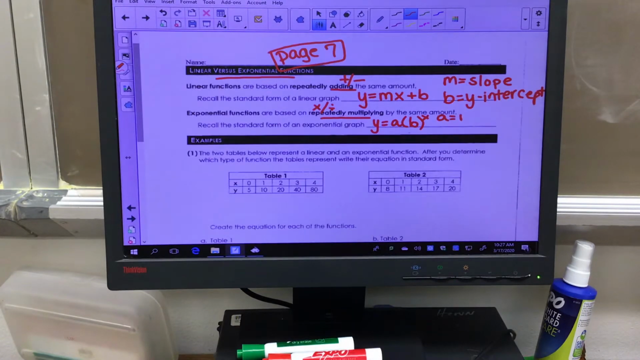A is your y-intercept, and b is what you're multiplying by.